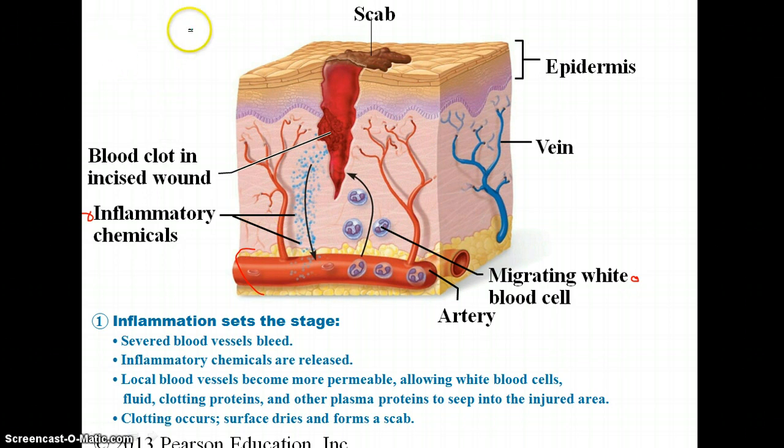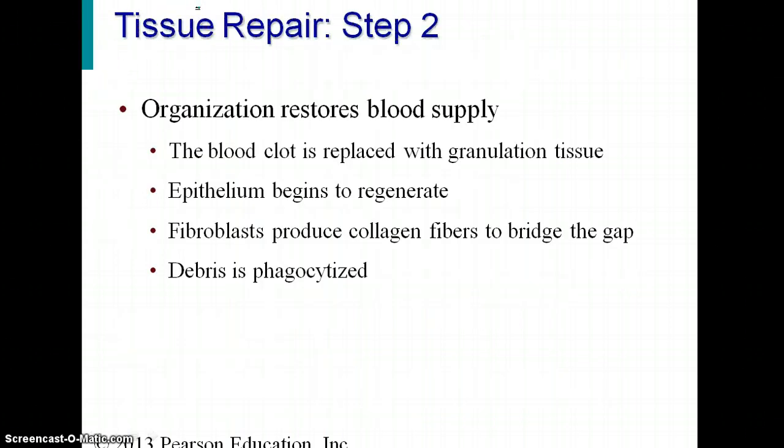Formation of a scab is going to be occurring during this part as well. In step 2, it says organization restores blood supply. So the biggest thing on this one is you're going to have formation of granulation tissue. If you have ever peeled off a scab and it was too early for it to come off and you notice that the tissue was very, very pink underneath, that is your granulation tissue.